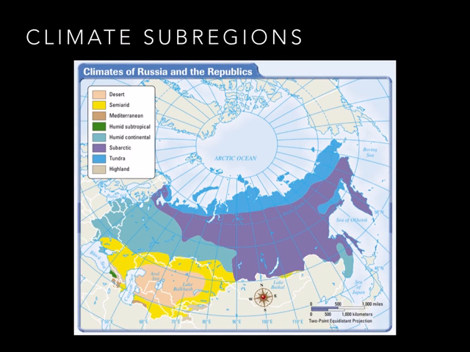Here are the climate subregions of the area, and you'll see that subarctic, the purple, is quite a large area, and so is the humid continental.